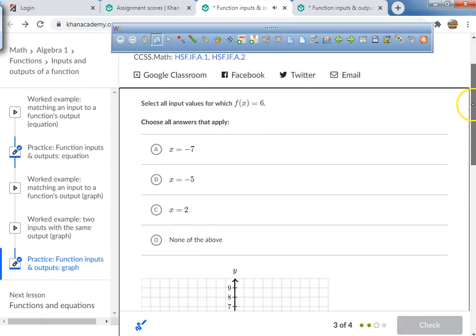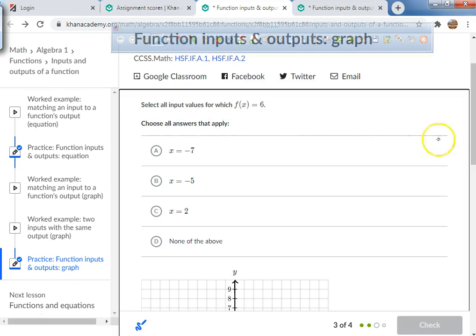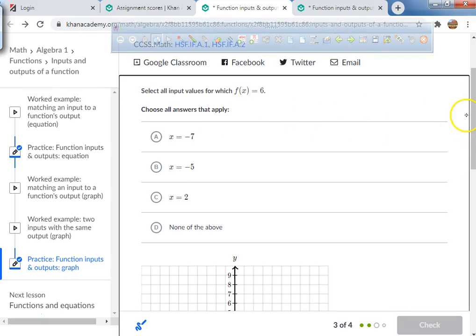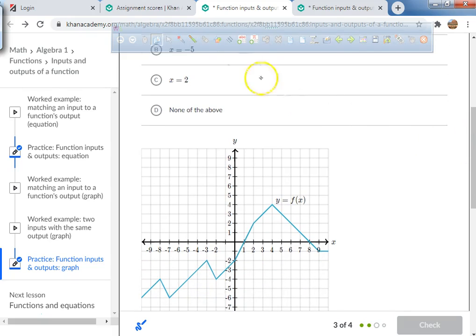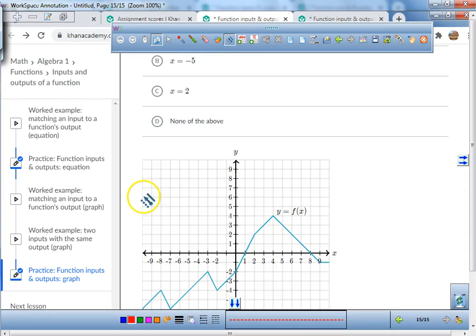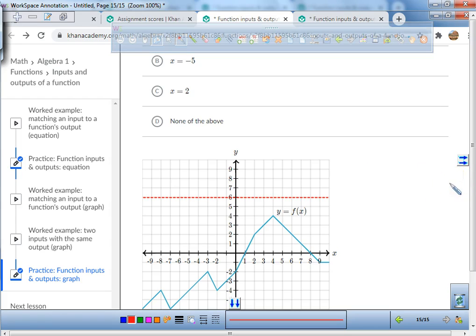This is another tricky one. It says choose all the answers that apply. So what do we have to do? f of x equals 6. So I will draw a line at f of x equals 6. I had a student that got really frustrated because they were like, I don't know the answer, but the answer is never none of the above. But does this touch anything? No, it doesn't. So just so you guys know, sometimes the answer is none of the above. All right? I'm proving that to you.